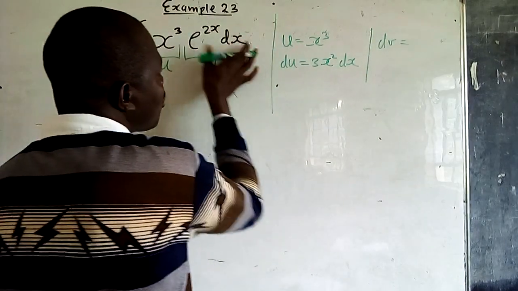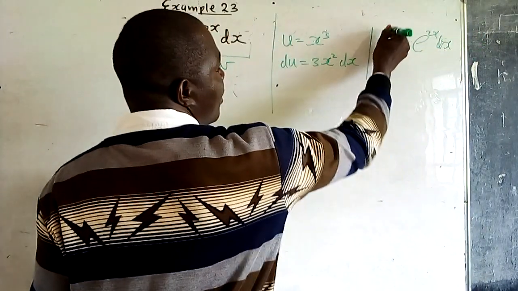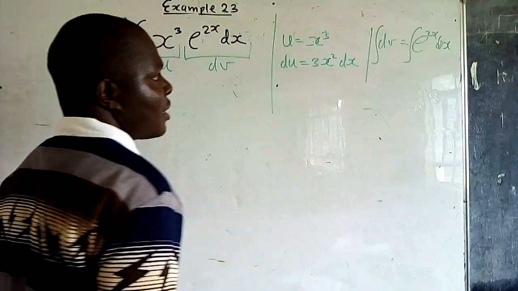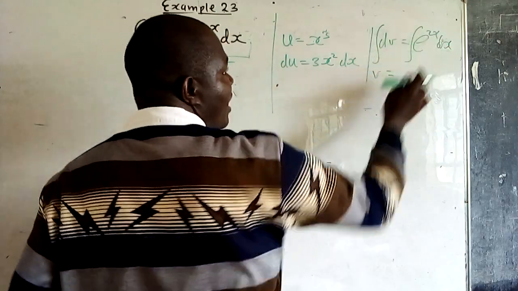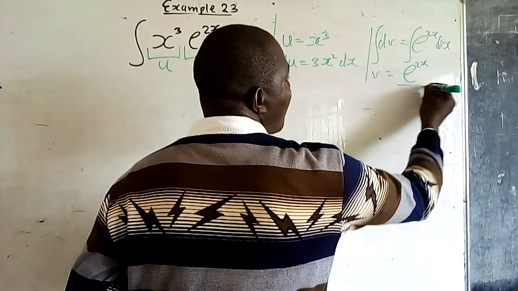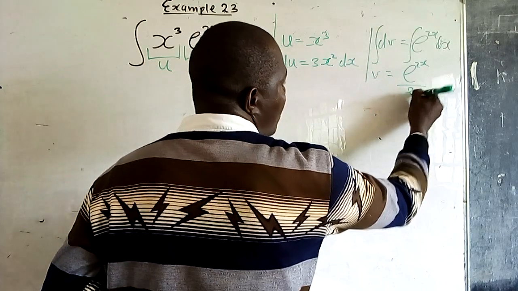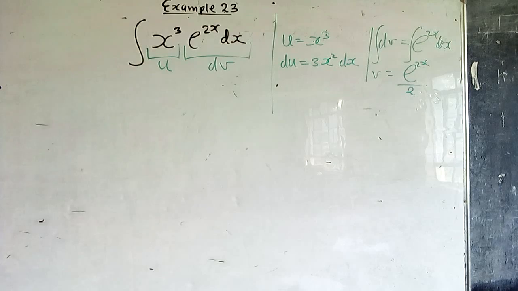dv is exponential 2x dx, isn't it? For you to get v, you introduce integral on both sides. So if you integrate exponential 2x, the exponential function remains the way it is, then you divide by the constant of the inner function, which is 2, isn't it? Are we together there? Yes.